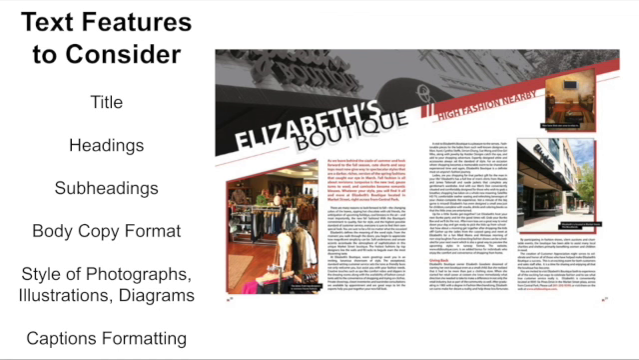Okay. In our overall designs, right, we want to be thinking about these 4 principles, especially as it relates to different text that we are going to include as well. So text features that we need to consider include the title, the headings, subheadings, the body copy, which is all of the individual text through here, the style of the photographs, the illustrations, the diagrams, and how we are going about captioning as well.